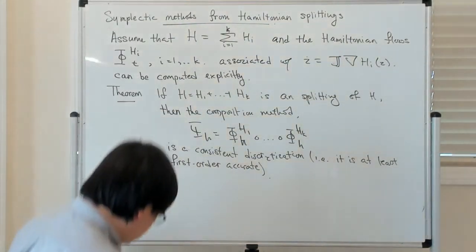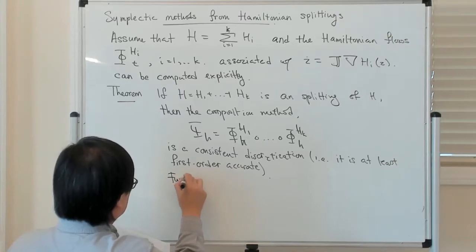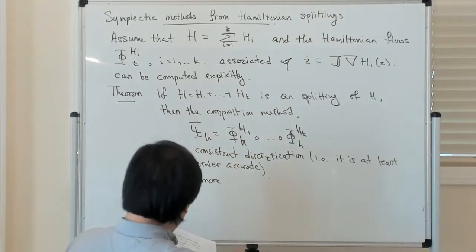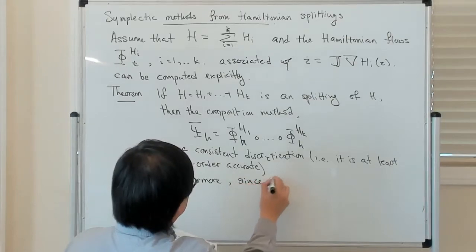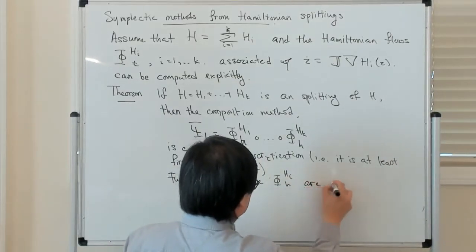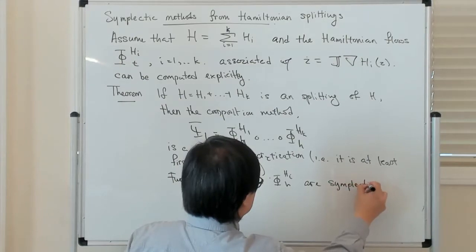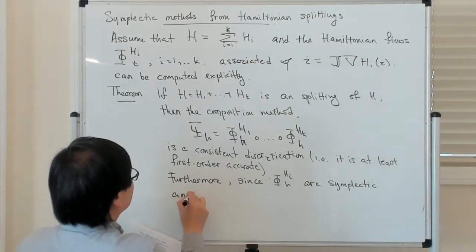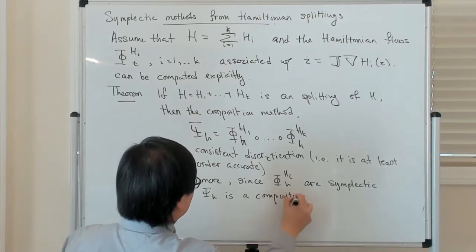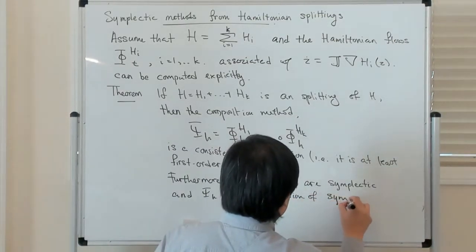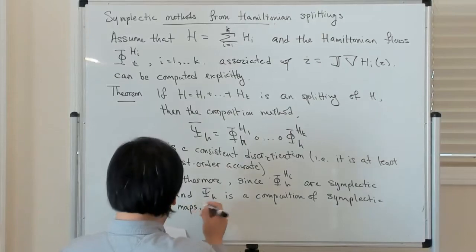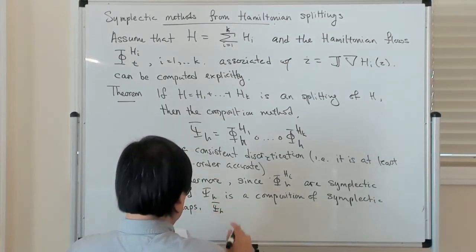Furthermore, because the exact flows of these small pieces of the Hamiltonian are symplectic maps, and my composition method is a composition of symplectic maps, it follows that this composition is a symplectic map.